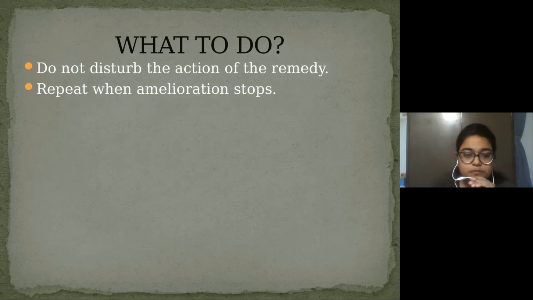So what to do? Do not disturb the action of the remedy. We just have to wait and watch. If that final and slow improvement or amelioration stops, then we have to repeat the dose. But the remedy we have chosen is correct for that case if the second observation appears after giving the remedy. So now, what is the lesson we learn from this second observation?